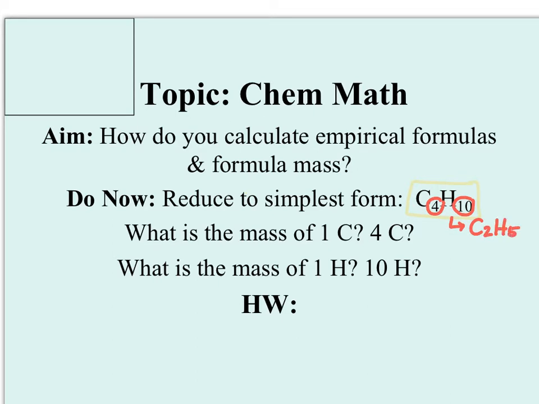The next questions, we're looking at the masses, which you can find on the periodic table, and you can round these off to the nearest whole number if you wish, or you could leave the full decimals since you are able to use a calculator for these problems. So the mass of 1 carbon is approximately 12. The mass of 4 carbons, therefore, would be approximately 48. The mass of 1 hydrogen is approximately 1, so therefore the mass of 10 hydrogens is approximately 10.